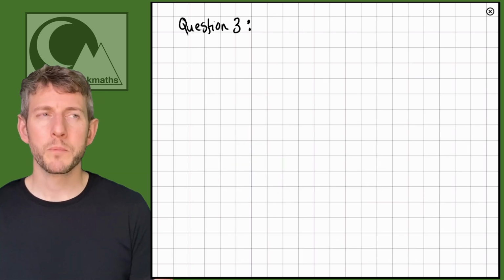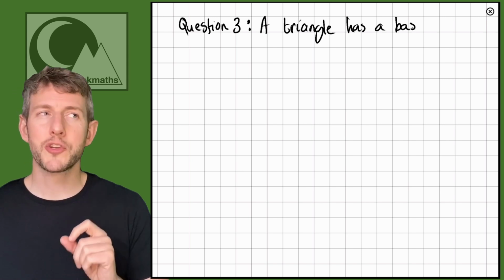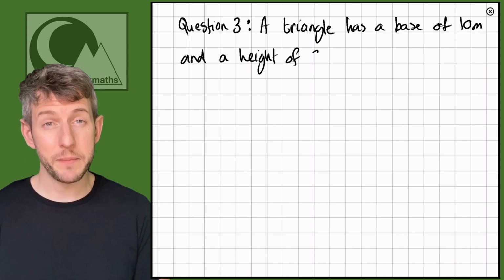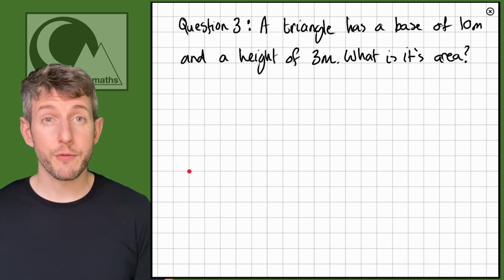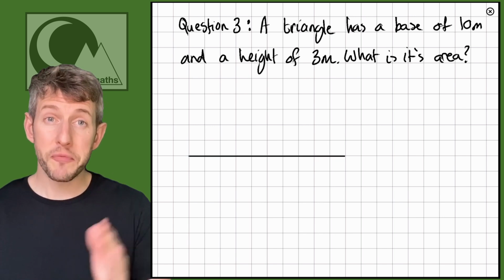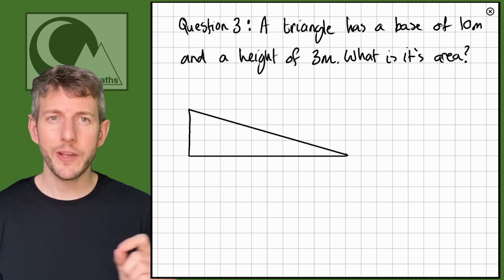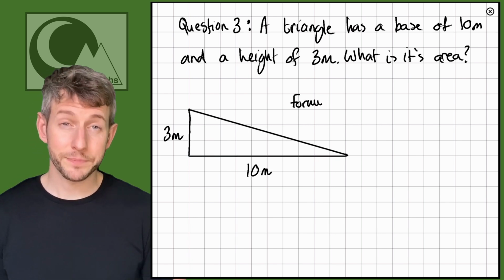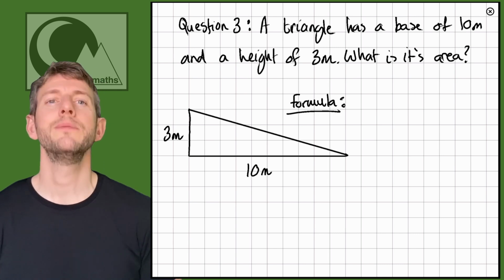Let's try one more. So this time we've got a triangle, it's got a base of 10 meters, it's got a height of 3 meters, okay? They're both meters, so it's fine. So we use the formula. Have a quick think. Try to say the formula now.